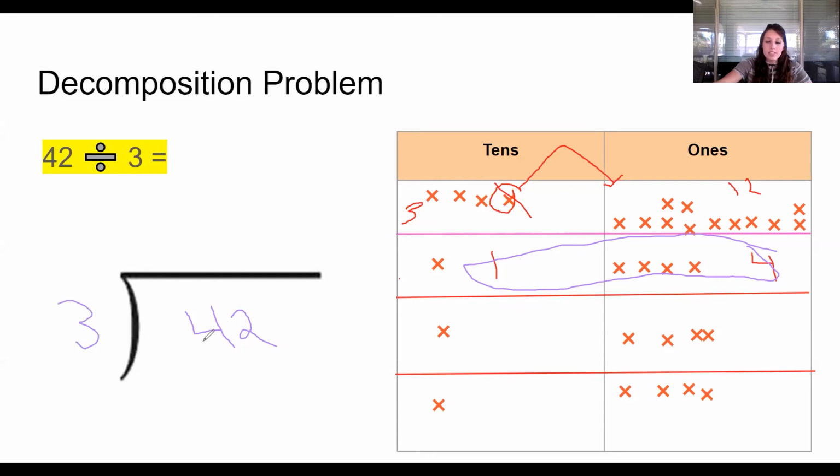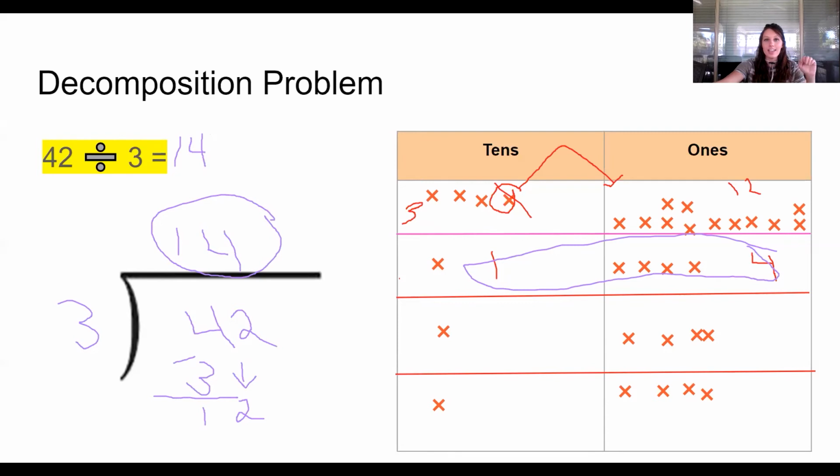Let's see, how many times does 3 go into 4? 1 time. 3 times 1 is 3. 4 minus 3 is 1, and then we got to bring down this 2. How many times does 3 go into 12? Let's see. 3, 6, 9, 12. 3 goes in 4 times. So let's put the 4 up here. And now there's no other numbers left to do, right? So we can officially say that our quotient is 14 with no remainders. So I'm going to write 14 up here also.